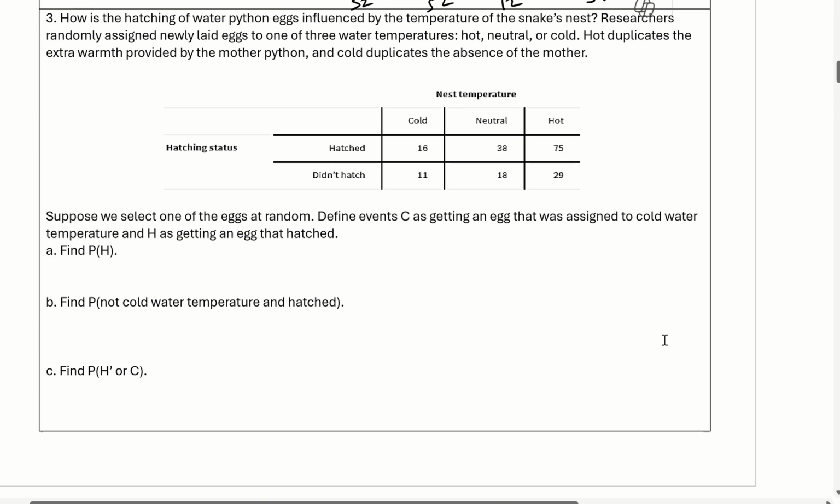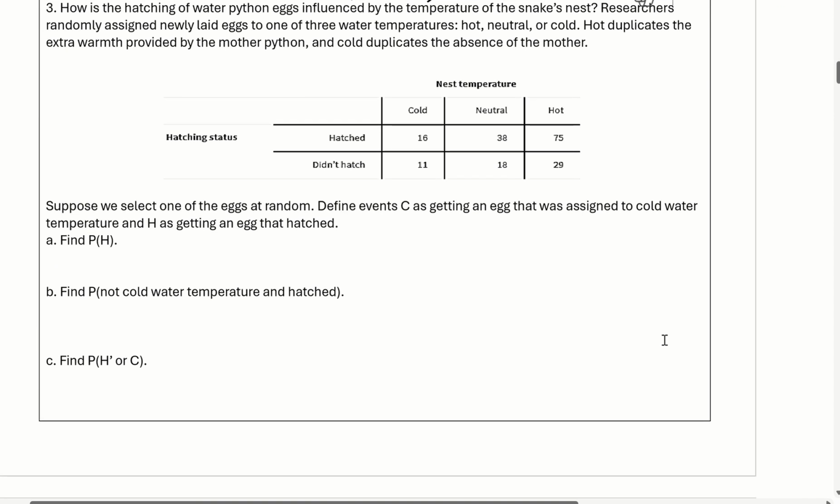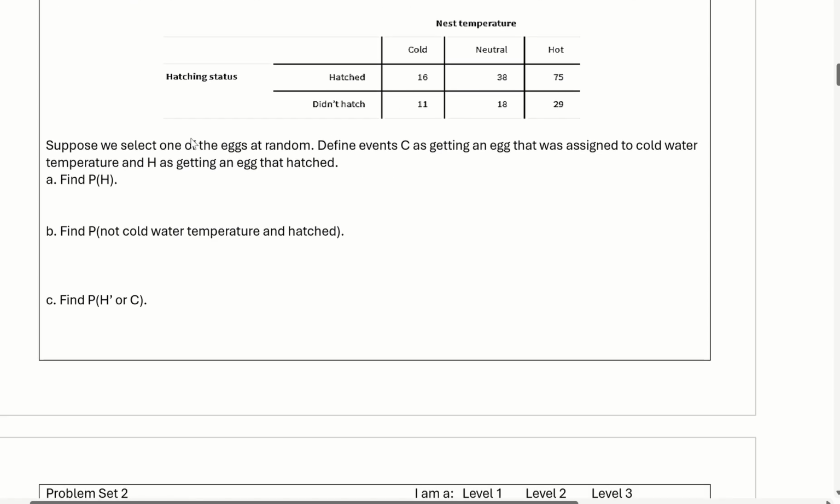All right, number 3. How's the hatching of water python eggs influenced by the temperature of the snake's nest? So we have the hatching status for various temperatures of eggs of the nest. All right, so suppose we select one of the eggs at random. Define event C as getting an egg that was assigned to cold water temperature and H as getting an egg that hatched.